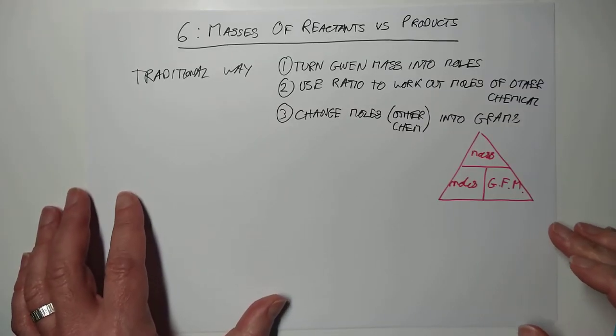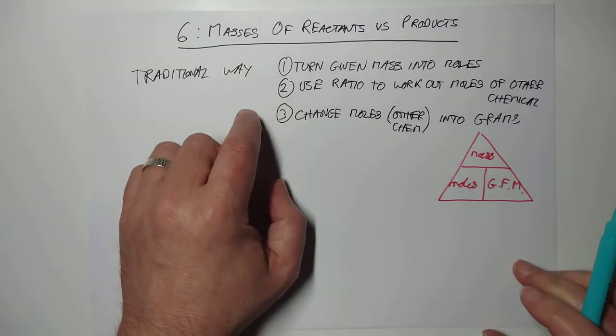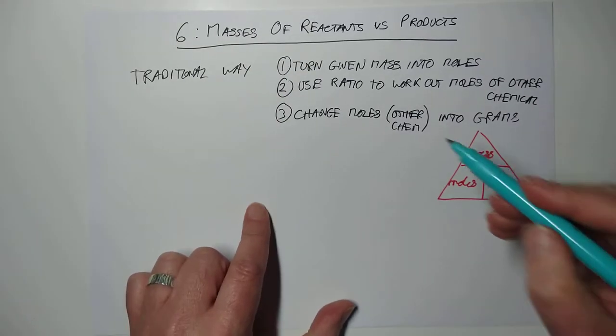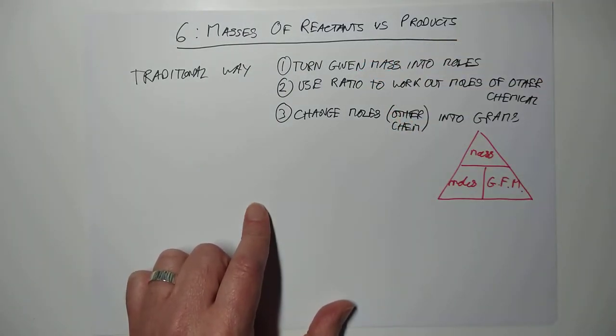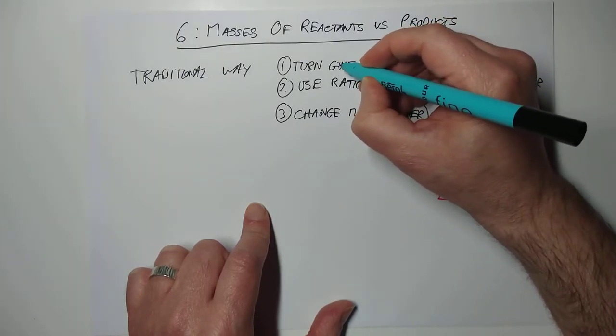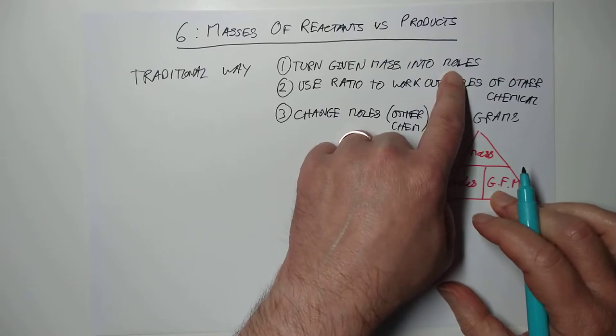Right, folks. This is our more traditional way. Both work, by the way. Both give the same answer. Number one, in the traditional way, is to change the given mass, whichever mass is given in the question. Change the given mass into moles. Now that's moles of one of the chemicals.